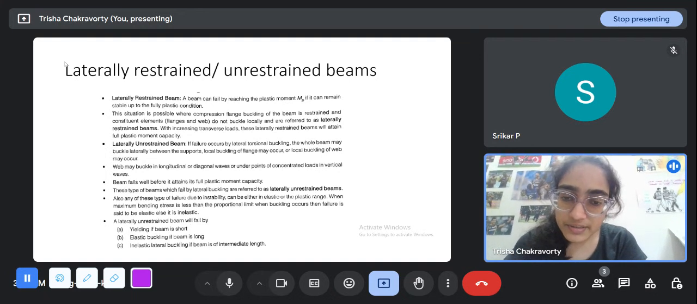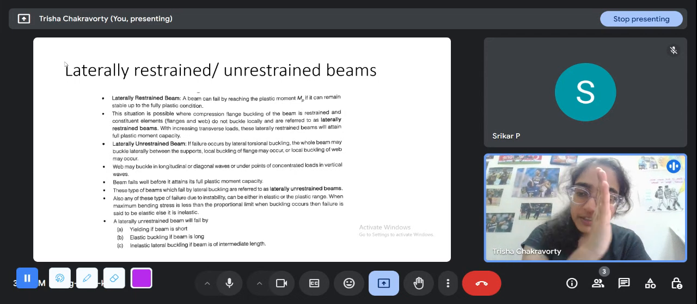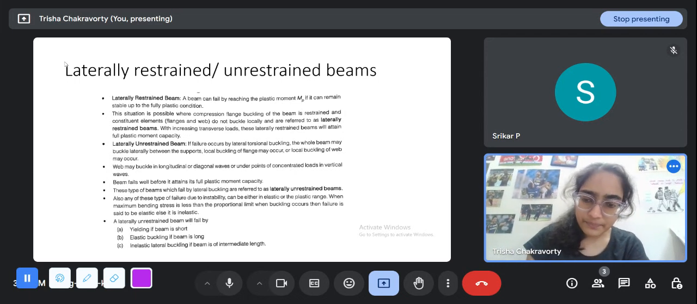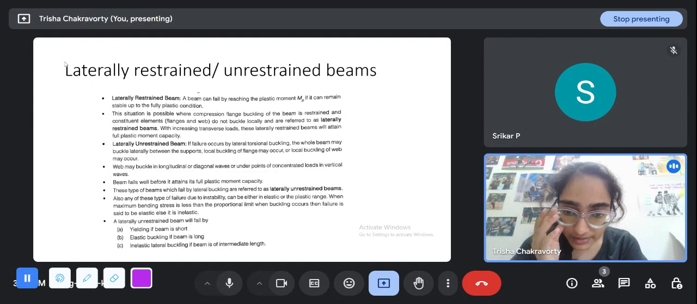Laterally unrestrained beams: if failure occurs by lateral torsional buckling, the whole beam may buckle laterally between the supports. Local buckling of the flange may occur, or local buckling of the web may occur. The web may buckle in longitudinal or diagonal waves. In these cases the beam will fail well before it attains the full plastic moment capacity. So MP won't be reached; it will fail before that by some other mode. These types of beams which fail by lateral buckling are referred to as laterally unrestrained beams.